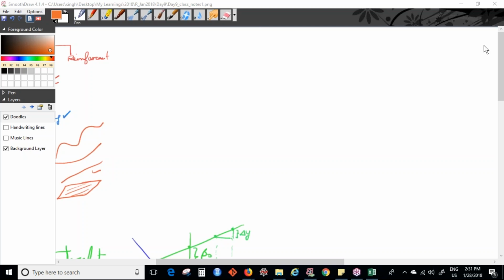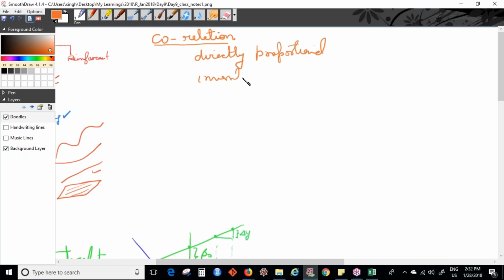So before we move ahead, before we see multivariate linear regression, let me discuss another important concept. Again, this comes from mathematics, which is correlation. Okay. So what is correlation? Remember in school we used to hear the terms directly proportional and inversely proportional.